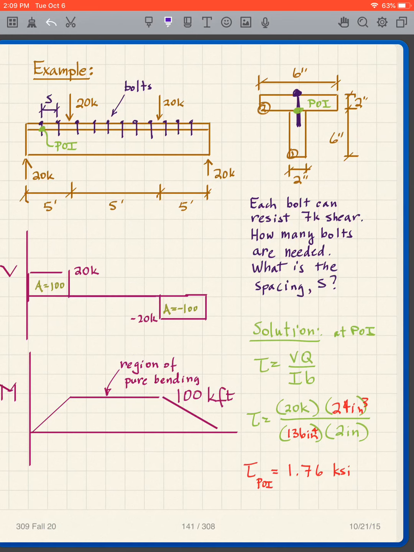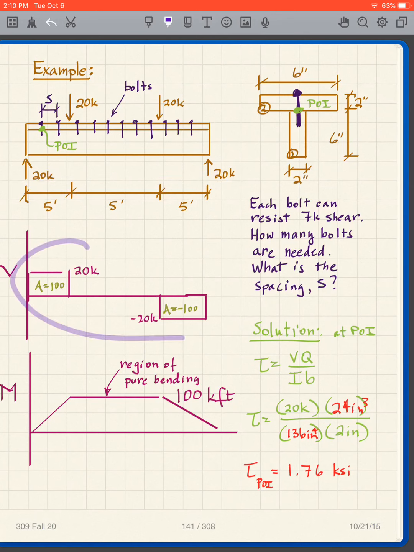Okay, that's our expression, VQ over IB, that I want to fill in. Now, I know where my point of interest is on the beam cross-section because that's the interface. But how do I determine my point of interest along the length of the beam? This is similar to what we had to do with sigma. We sometimes had to find the point of interest. So how do I determine it?